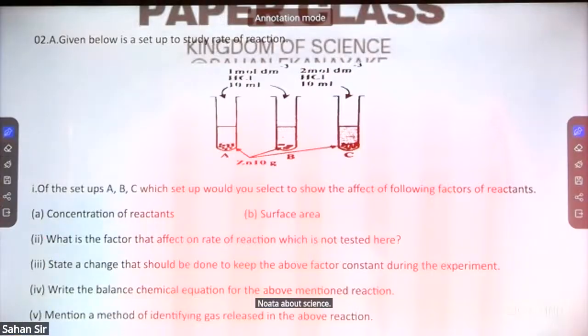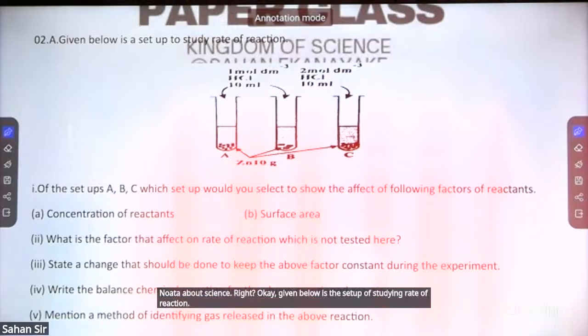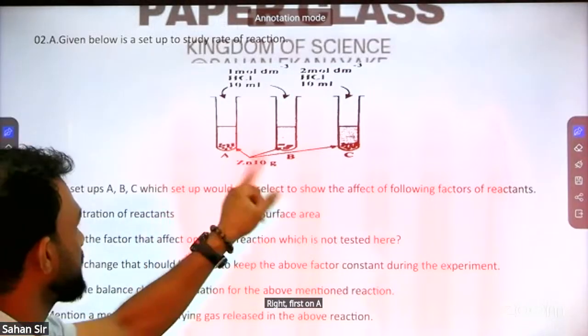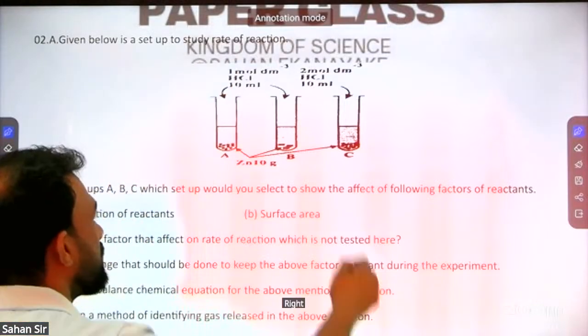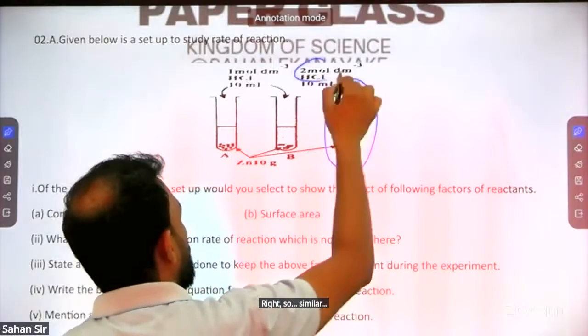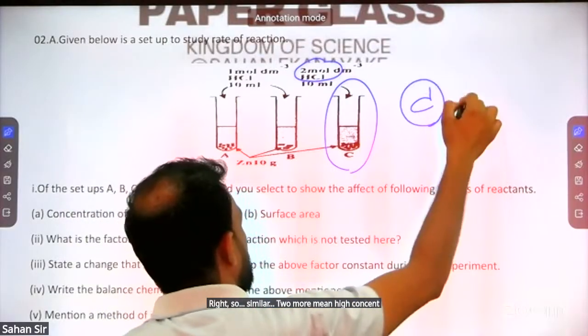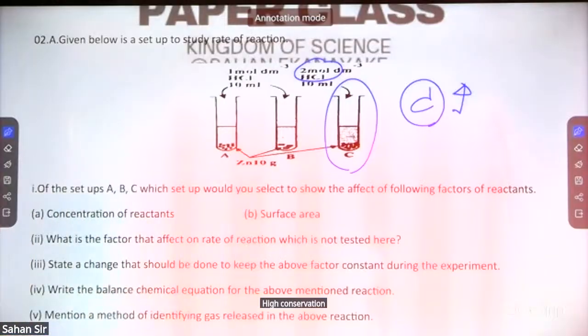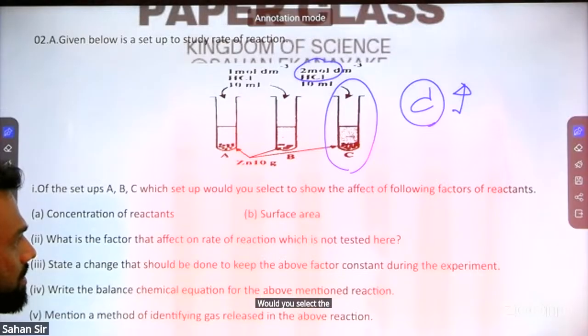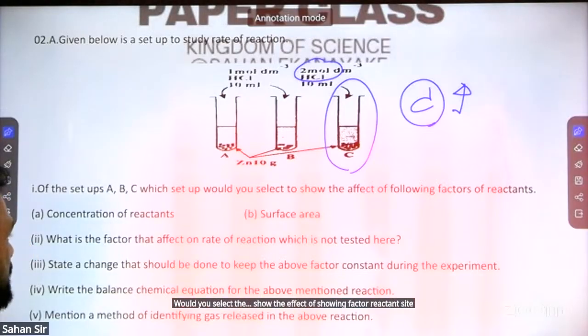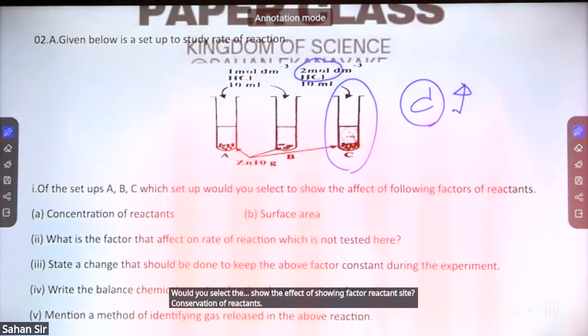Okay. Given below is a setup to study rate of reaction. First one A, B, C, zinc 10 grams, 1 and 2 moles. So C, 2 moles means high concentration. Of the setups A, B, and C, which setups would you select to show the effect of concentration of reactants?